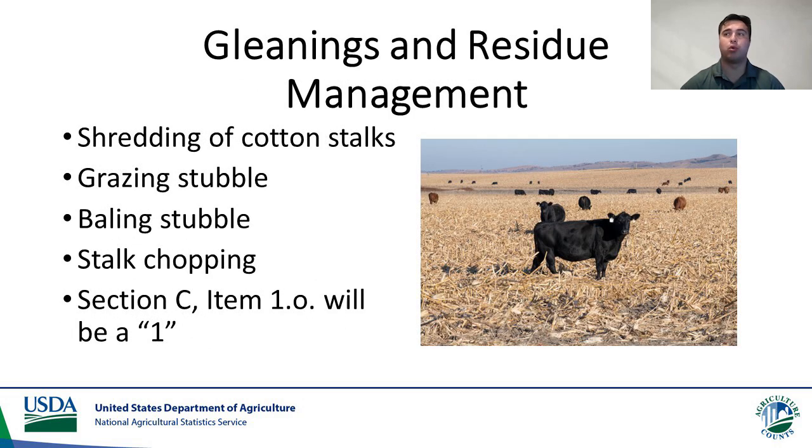Any post-harvest operations will typically go with the following crop year, except any shredding of cotton stalks, post-harvest grazing of stubble, baling of stubble such as wheat straw, or stalk chopping. If Section I.0 in Section C is marked as a yes, then you will have these post-harvest operations to list in the field operations table. Say a producer harvested the wheat straw after the 2022 wheat harvest. The stubble harvest and baling operations will be included on that 2022 crop year table.